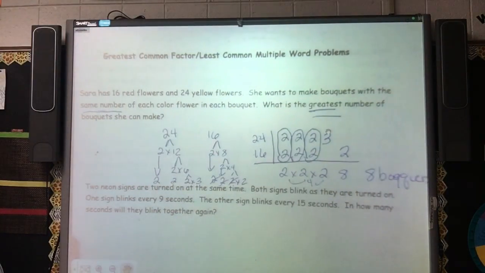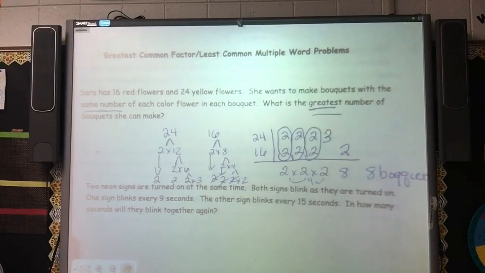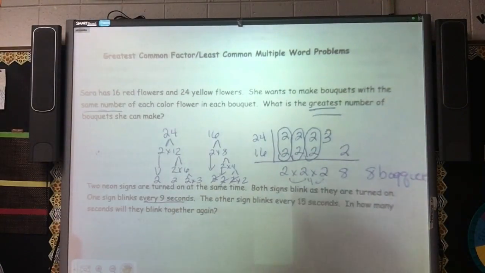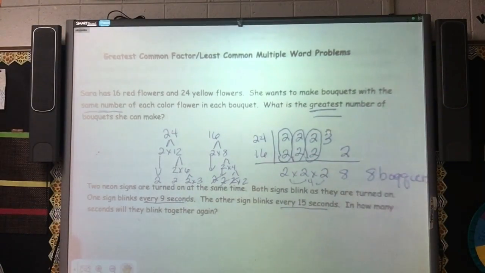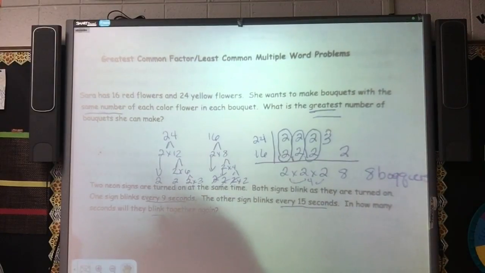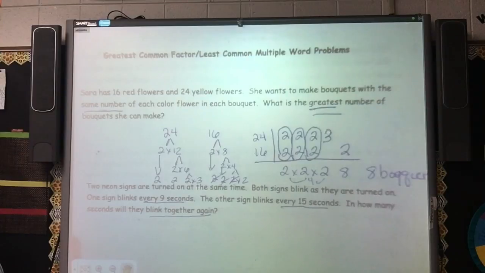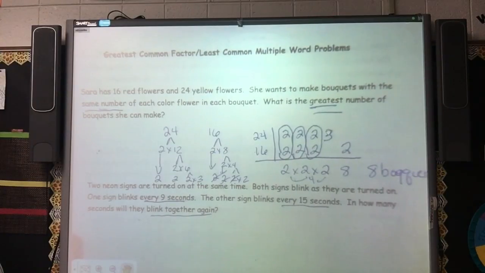All right. 2 neon signs are turned on at the same time. Both signs blink when they are turned on. One blinks every 9 seconds. The other blinks every 15 seconds. In how many seconds will they blink together? This is just like a Ferris wheel. One has like 10 cars, one has 15 cars. At what point will they come to the bottom together? That's going to be a least common multiple thing. If it's telling you when each one does something and when it will do it again together, it's always going to be least common multiple.